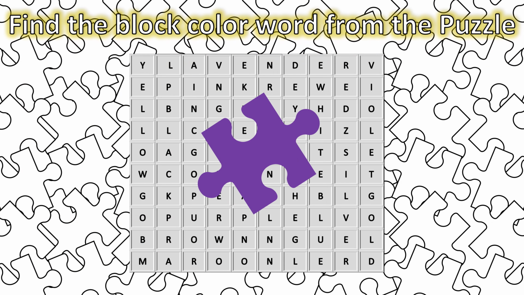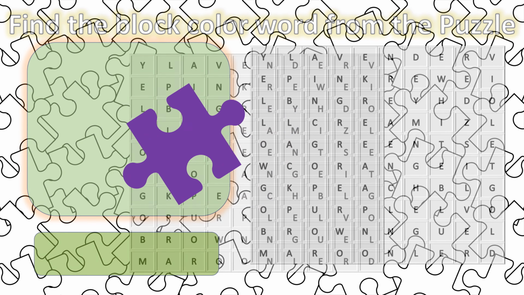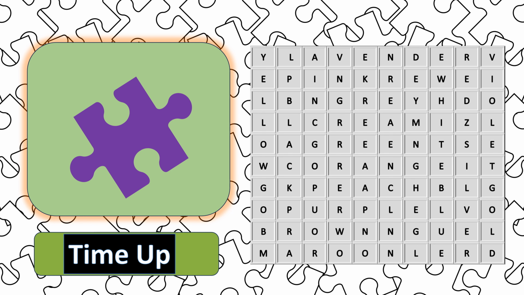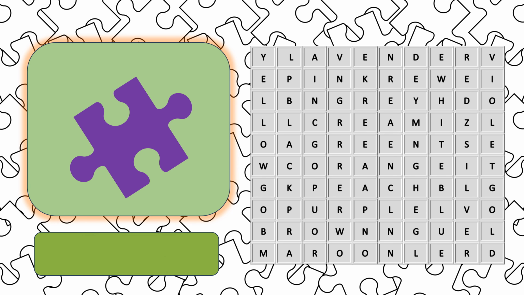Find the black color word name from the puzzle in 10 seconds. 10, 9, 8, 7, 6, 5, 4, 3, 2, 1. Time up. V, I, O, L, E, T, violet.